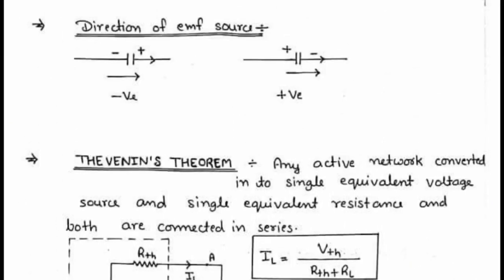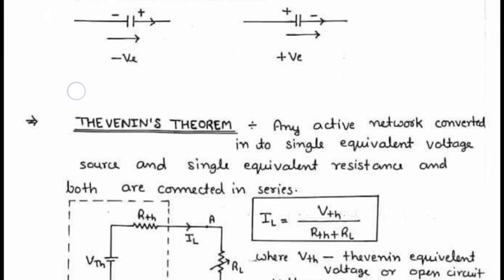Direction of EMF source. This is the direction. When the potential is going from negative to positive, we have to consider it negative. When the potential is coming from positive to negative, it is positive. Direction of EMF source.